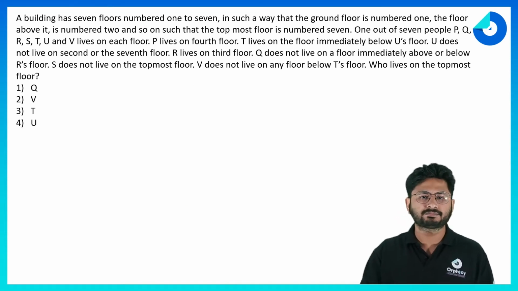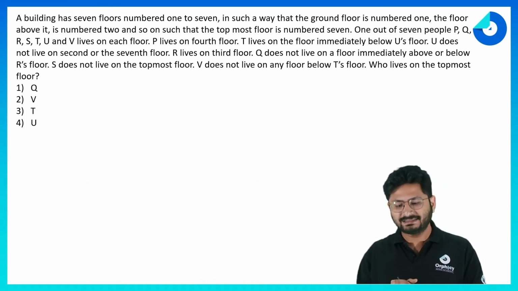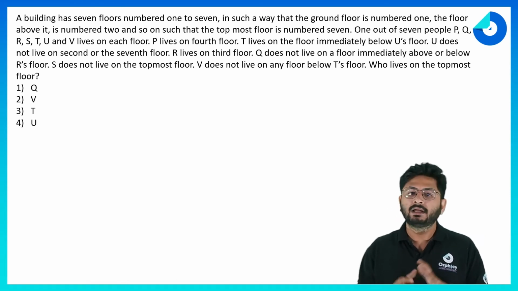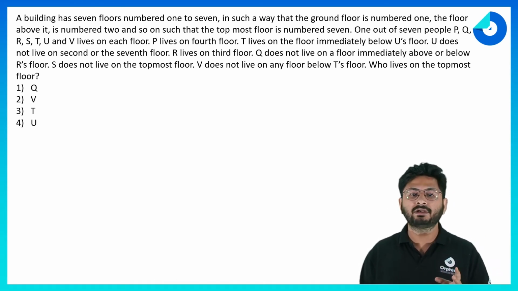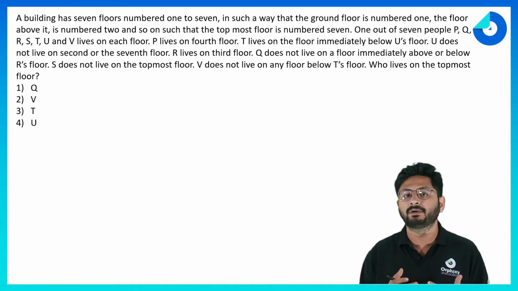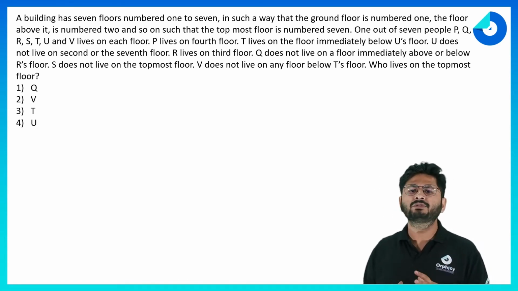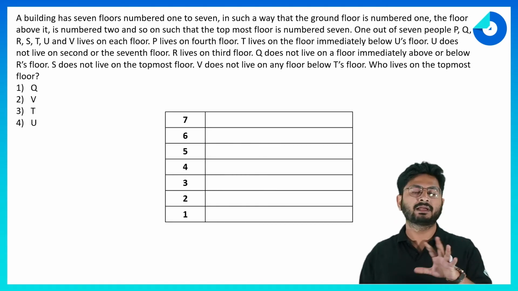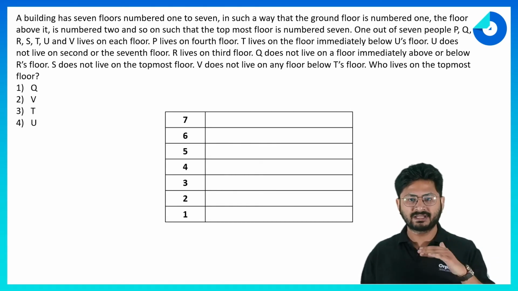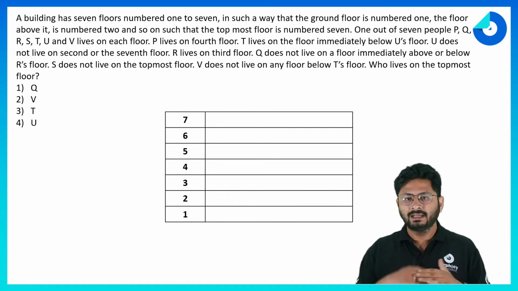Next question. A building has 7 floors numbered 1 to 7 in such a way that the ground floor is numbered 1, then the floor above it is numbered 2, and so on, and the topmost floor is numbered 7. Now it will look something like this: if I consider the floors, 1 at the bottom and 7 at the top, in the same order.